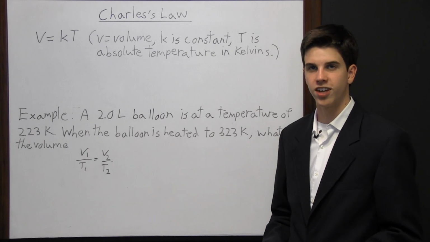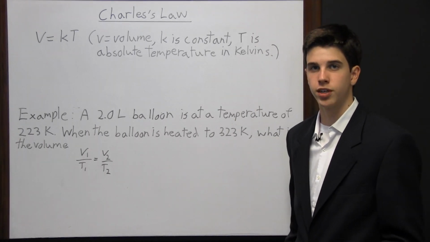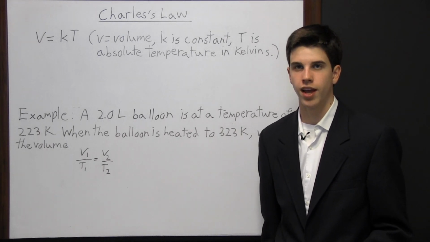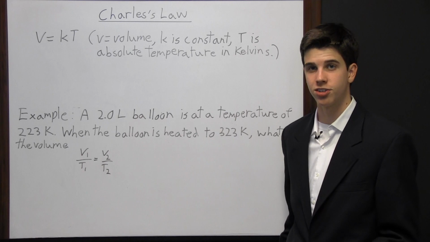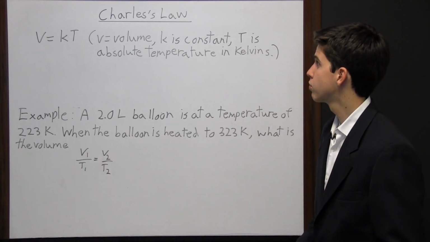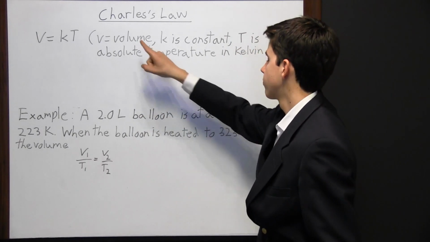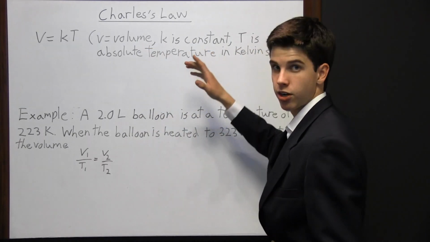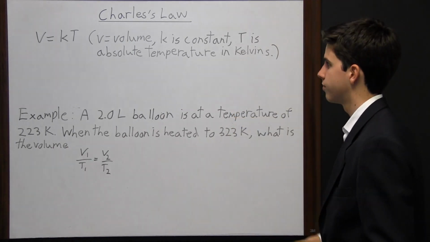Charles's law shows the relationship between volume and temperature. But in order for Charles's law to be correct, the pressure and the amount of gas must remain the same. They must remain constant. Charles's law can be expressed in the equation V equals K times T, where V equals volume, K is a constant, meaning it's always the same, and T is the absolute temperature, expressed in kelvins.